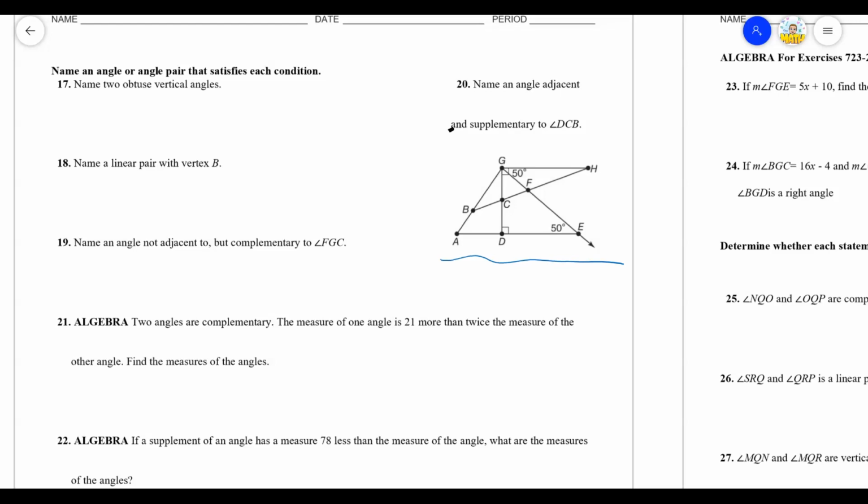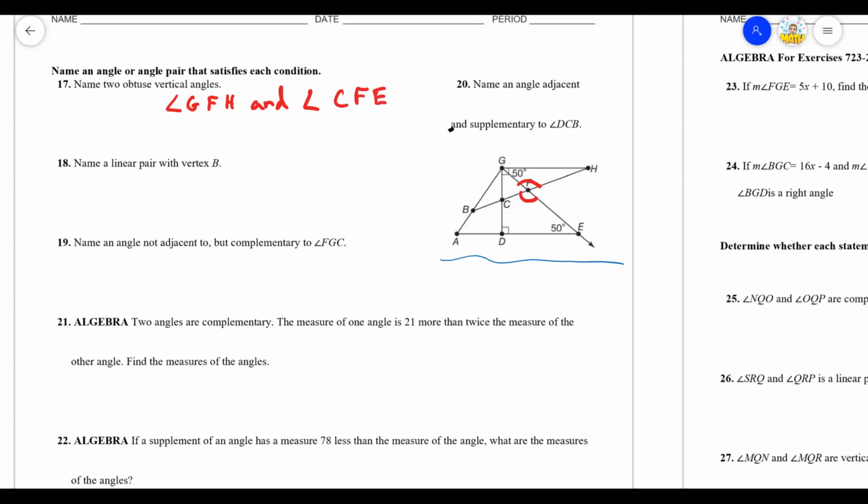Right, so one pair of obtuse vertical angles, I'll try to point a couple out that I can see. I can see a pair right here very easily. So that would be, let's see, we'd have angle GFH. And what angle would be vertical to G to F to H? The other one that I labeled there would be C to F to E. Okay, that's one pair of obtuse vertical angles.